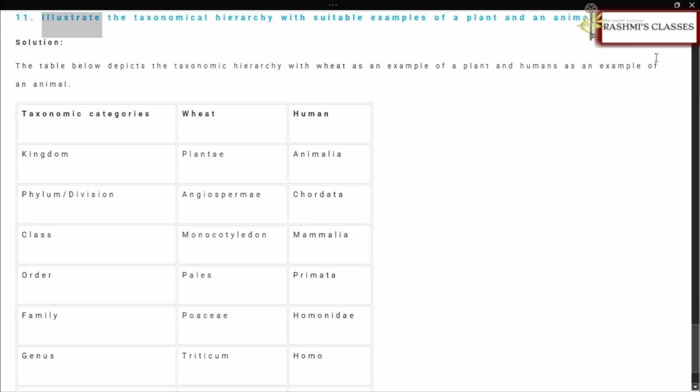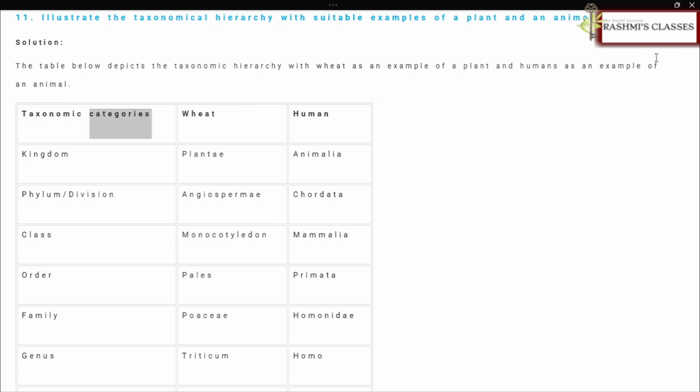11. Illustrate the taxonomical hierarchy with suitable examples of a plant and an animal. Solution. The table below depicts the taxonomic hierarchy with wheat as an example of a plant and humans as an example of an animal.